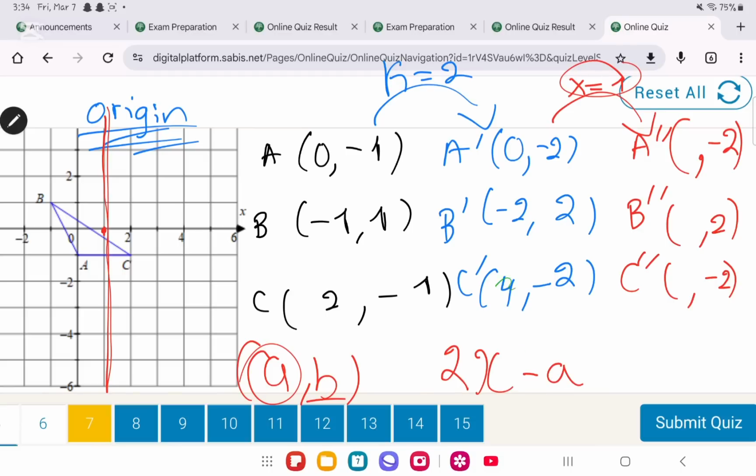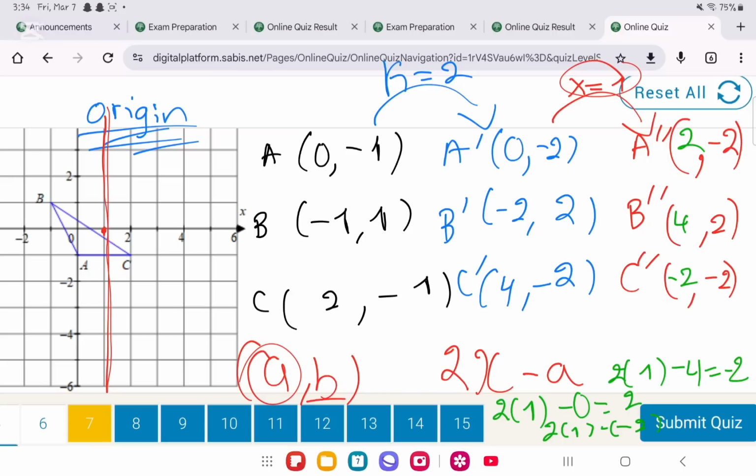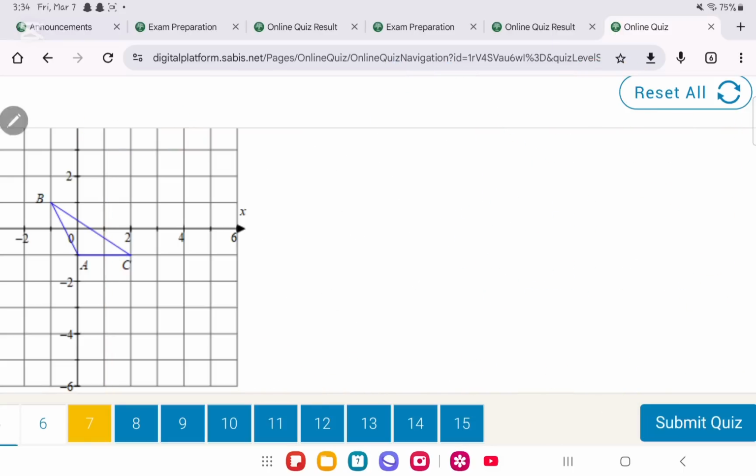So, x is 1, so it's gonna be 2 times 1 minus a. For the first one, it's 0, so it's just gonna give us a value of 2. For the second one, it's 2 times 1 minus 2, so it's gonna give us a value of 4. And for the last one, it is 2 times 1 minus 4, we will get a value of minus 2. So now, our new points, being a double prime, b double prime, c double prime, are 2, minus 2, 4, 2, and minus 2, minus 2.